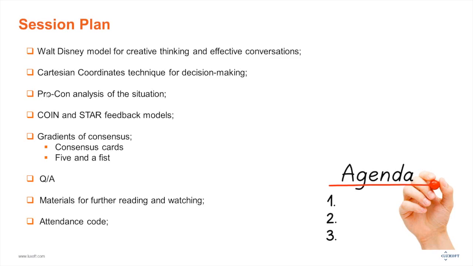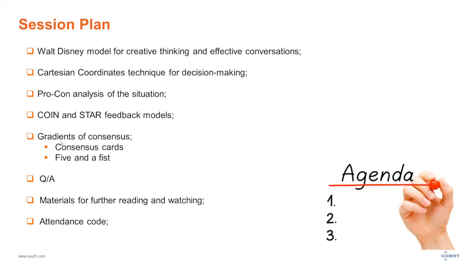Then we will talk a bit about pro-con analysis of the situation. This technique, pro-con analysis, can be based on Cartesian coordinates or can be used separately as a separate technique. Then I will tell a few words about feedback models. The first model is the coin and the next model is the star model.